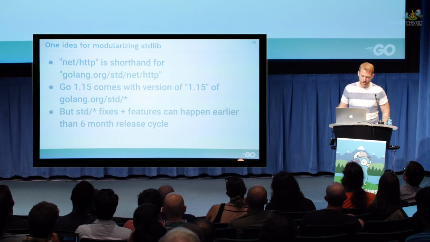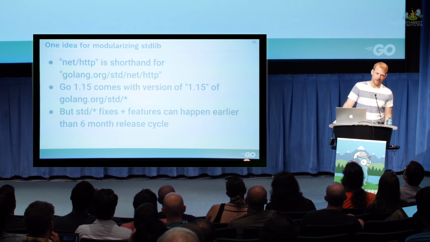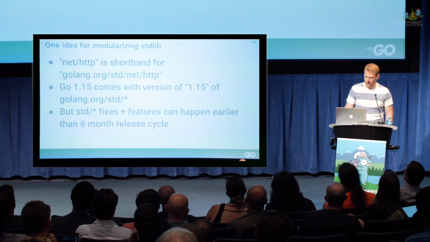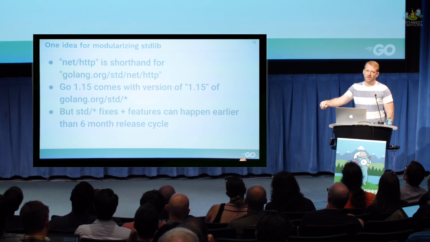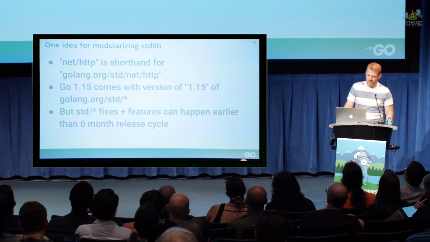So that's something that's annoying right now, that if something is in the standard library, that means you don't get fixes for a long time, compared to if it's like in Golang X or something like that. So we want people to be able to get ahead of the Go releases without having to wait 6 months.